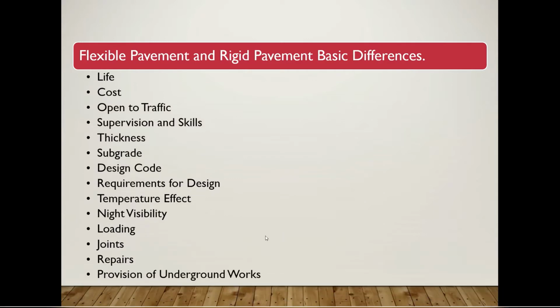These are the features I am going to describe: the difference in terms of life and cost, and when we can open to traffic. These are the main features we are going to compare in both flexible pavement and rigid pavement. Then thickness, design code we need to refer, requirements, temperature effect, night visibility, loading pattern, whether joints are required or not, repairs, and provision of underground works. Let's start one by one.